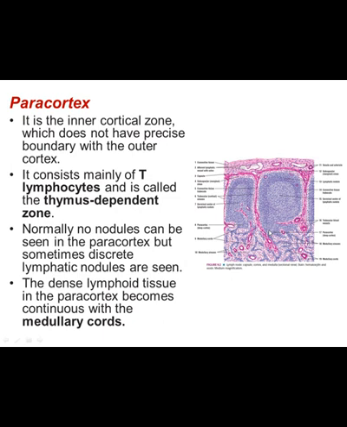The dense lymphoid tissue in the paracortex becomes continuous with the medullary cords. This lighter area shows medullary sinus, and the darker area shows medullary cords. So if we see the paracortex, this darkly stained area is continuous with the medullary cords.